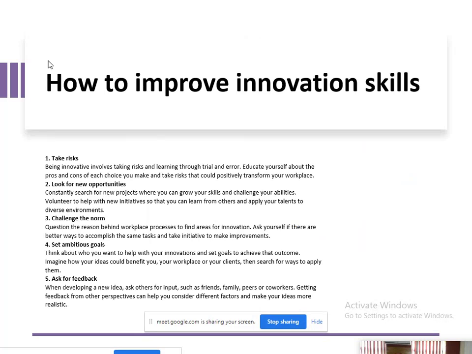Okay, how to improve the innovation skills? This is something we already know about, and this is just written in a written format. But you already know what innovation actually takes. For innovating a product, you have to take the risk, and it's a rigorous method. You have to go through a lot of trial and error, because you will be trying.